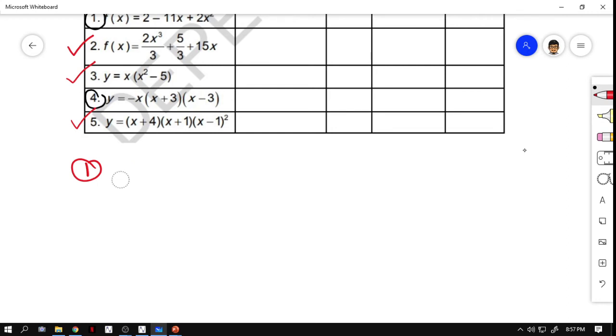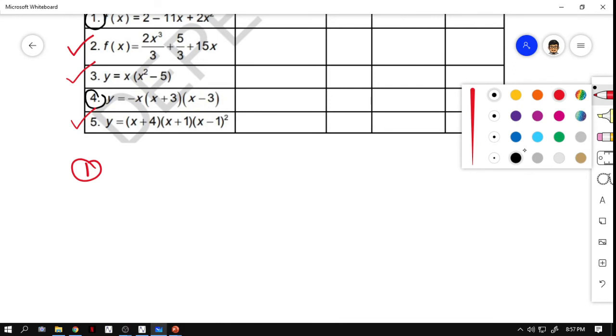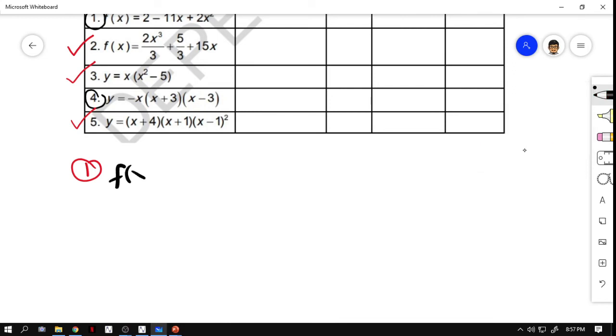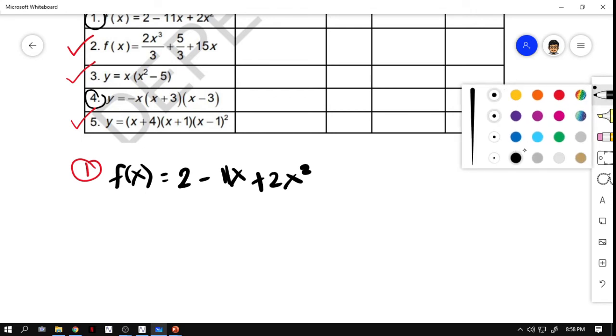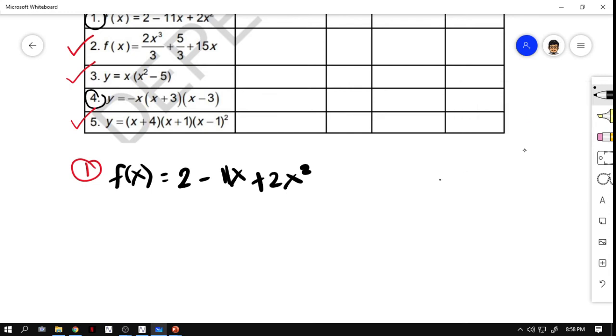Give me time. I'm just gonna change my pen. So f of x is equal to 2 minus 11x plus 2x squared. Now, you have to be careful with the signs. Some students, their common mistakes always are the placement of signs. Okay? So, how can we rewrite this into its standard form? Sabi niya, every standard form must be written from decreasing order with regards to the exponent.